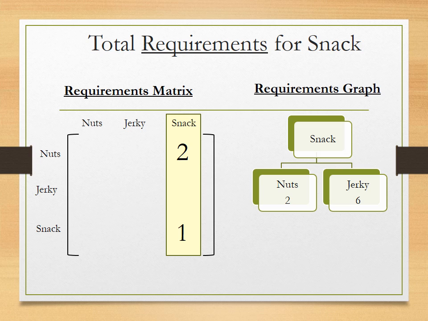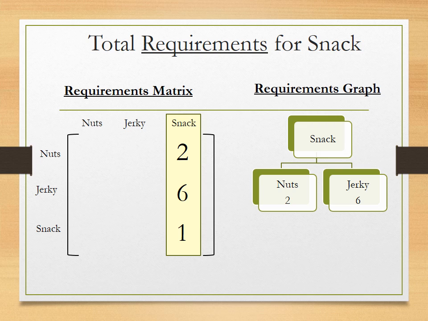And then we can look at our requirements graph for jerky. We need 6, so our second row is jerky, and under the snack column, we want to put a 6. So we've just filled out the third column, and we can tell that to make a snack, we need 2 nuts, 6 jerky, and that will make 1 snack.